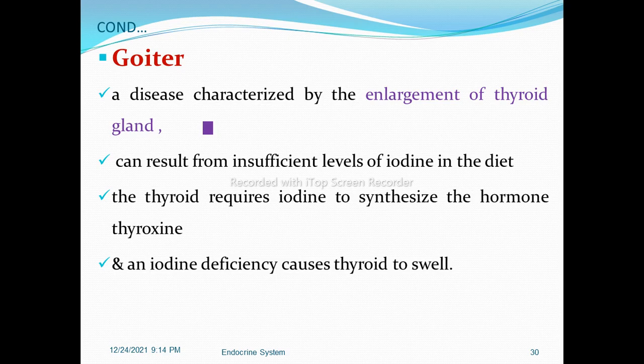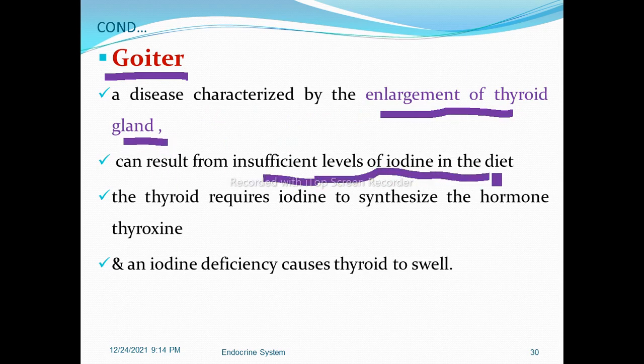Goiter is one of the disorders of the thyroid gland. Goiter is a disease characterized by enlargement of the thyroid gland. The excessive anterior enlargement of the thyroid gland is known as goiter, and can result from an insufficient level of iodine in the diet, either in the water or in the food. Insufficient iodine in the diet results in goiter, or enlargement of the thyroid gland.